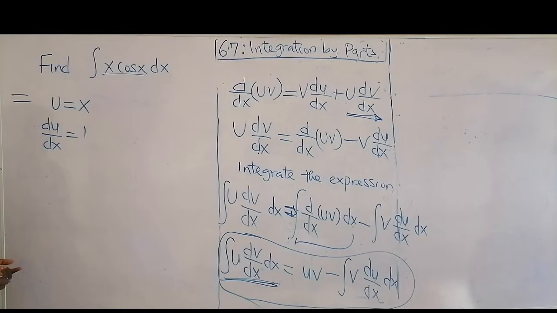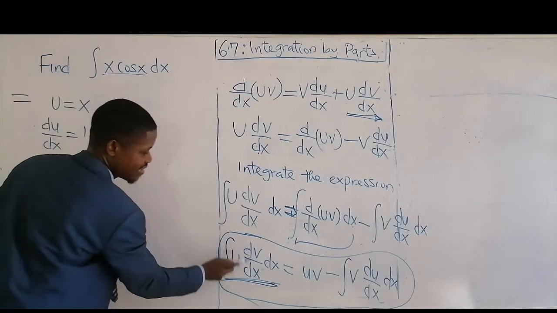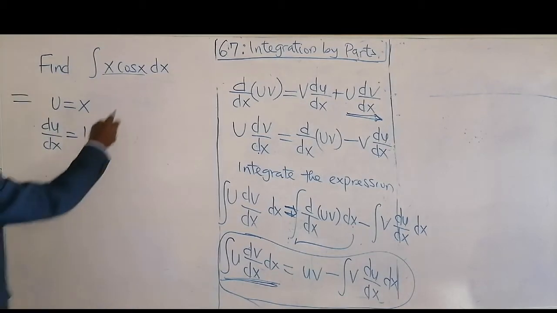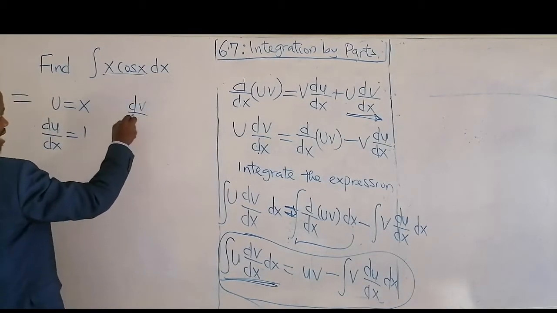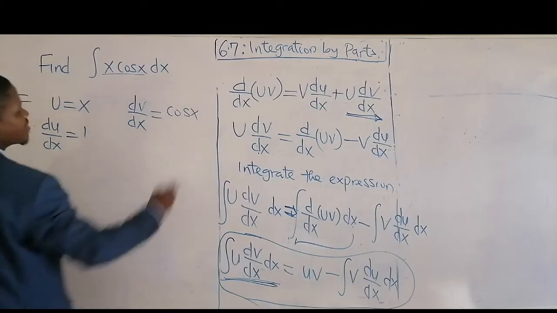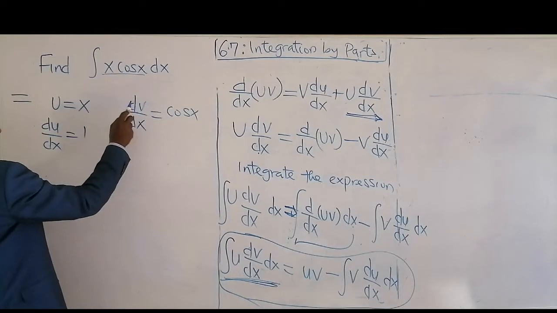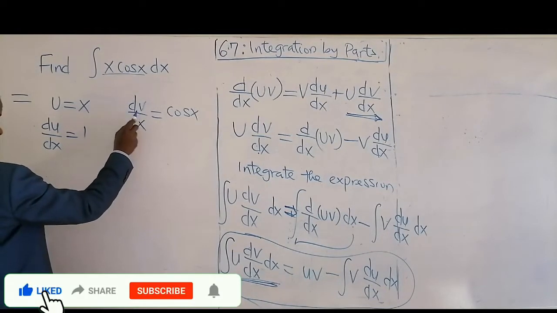Exactly. Now look at your equation. We have dv/dx. Which one is my dv/dx? The next item is my dv/dx, which is cos x. And then from here, I need to get v. How do I do that?